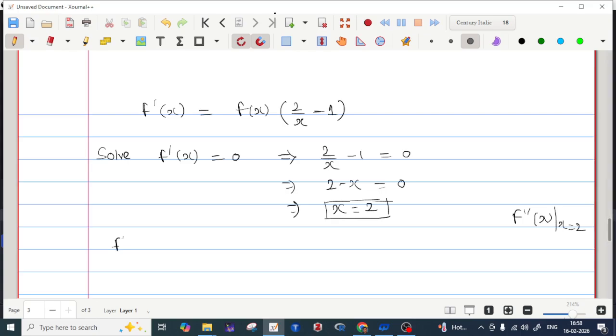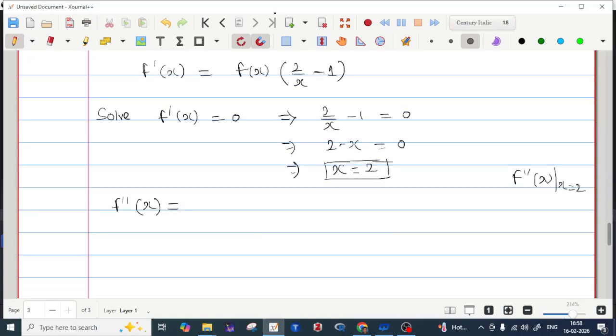take the second derivative f double dash x. The derivative of f(x) is f dash x, put the other function as it is, plus, now keep f(x) as it is. Now differentiate this one. Derivative of this is 0, and for 2 upon x the derivative is minus 2 upon x squared.